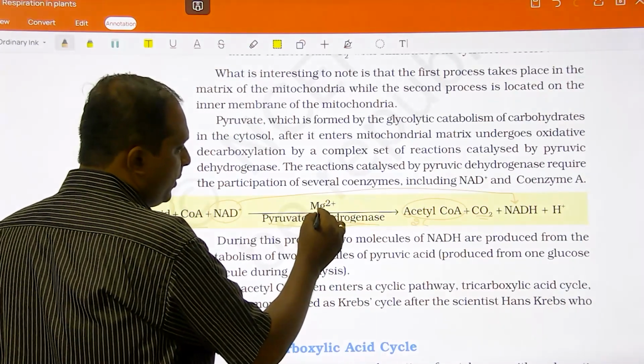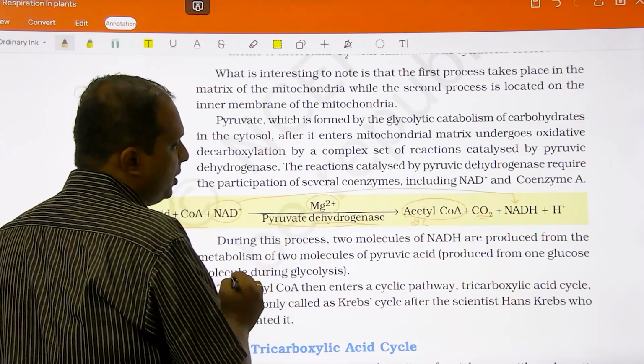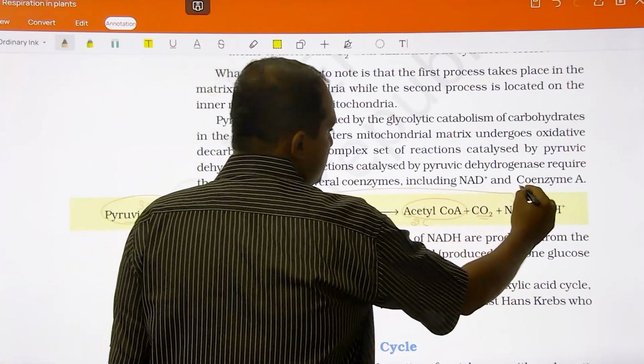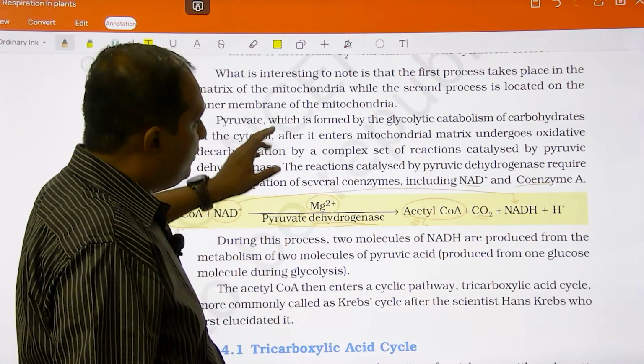This also requires Mg2+. So without magnesium, this reaction cannot happen. So he said everything is important, right? And they have mentioned coenzyme A, NAD+. What are the other requirements for this reaction to happen? They have given, right? So we have done this link reaction.